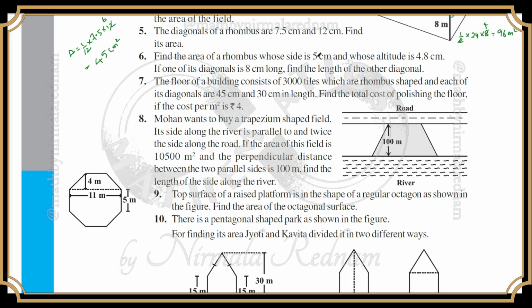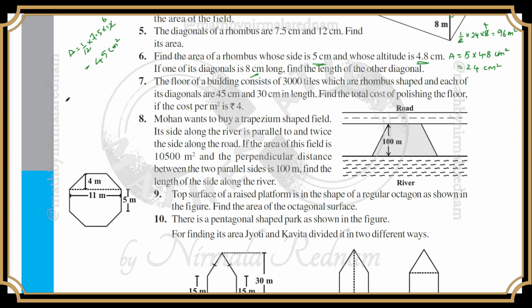Sixth question, area of a rhombus whose side is given and altitude. Can you find the area? Now in the previous video we have seen area of a parallelogram is base into height, right? Now every rhombus is a parallelogram, and if you have base and height given to you, you can find base into height. Area is nothing but 5 into 4.8, which is nothing but 24 square centimeters, right? Now they're asking, if one diagonal is 8, can you find the other diagonal?